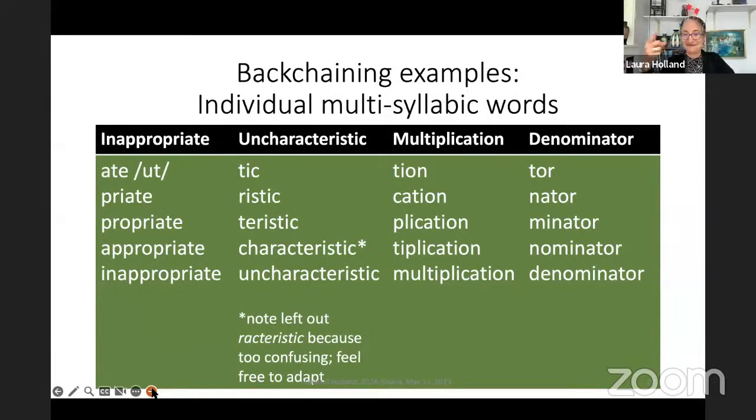Ut. Priut. Appropriate. Appropriate. Inappropriate. Okay, it's weird. I've never done this before where I can't hear everybody. So let's see. Okay, let's try another one. Uncharacteristic.